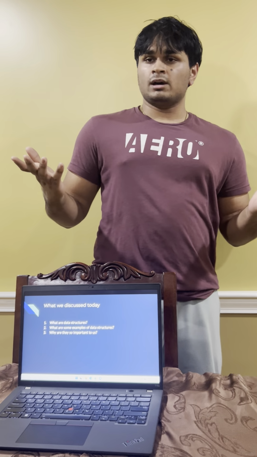So what did we discuss today? What can you take away from today's lesson? First, we discussed what data structures are. Then we discussed two kinds of data structures, the hash table and the array. Finally, we gave a couple uses of these things, explained why they're so important, and how they're being developed and used in the future.